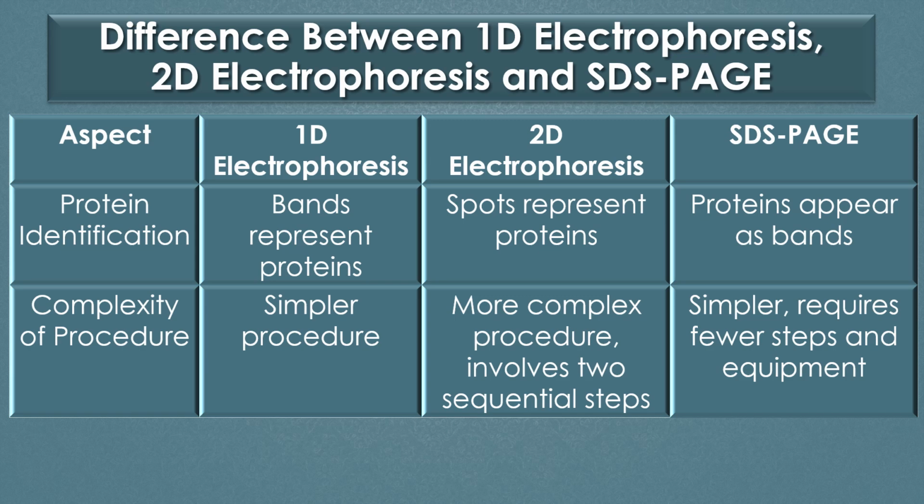Regarding the complexity of procedure, 1D electrophoresis is a simpler procedure. 2D electrophoresis is a more complex procedure because it involves two sequential steps. The SDS-PAGE is simpler and it requires fewer steps and equipment.